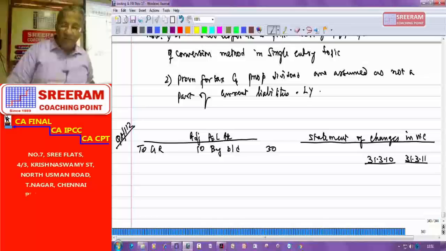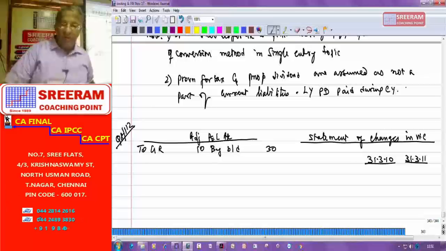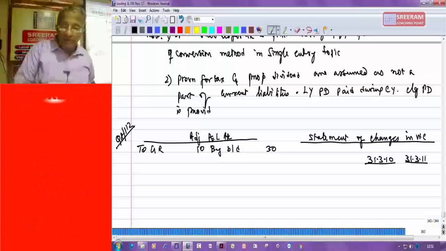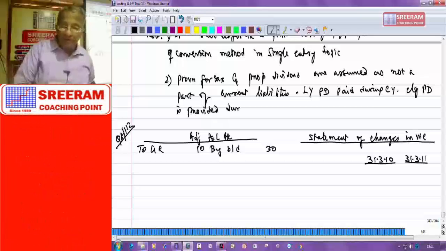Last year's proposed dividend paid during current year, and the closing proposed dividend is provided during the current year.